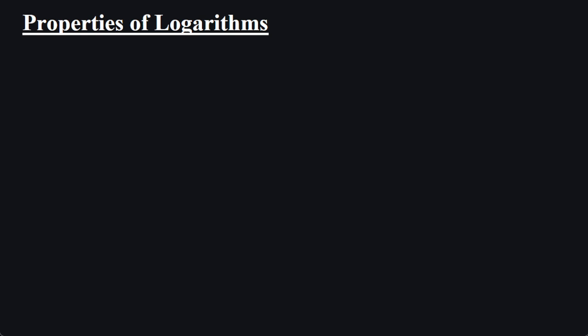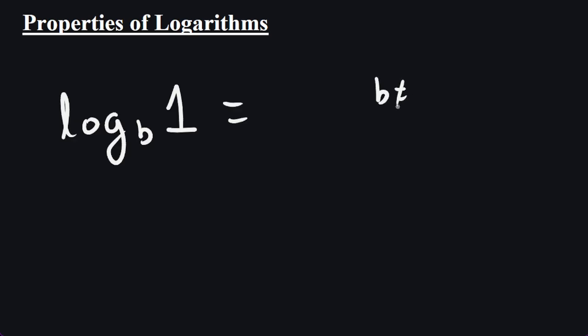Hey everyone, in this video we'll talk about some of the properties of logarithms. So let's start with log base b of 1, and b is any number except 0, so b cannot be 0. So log base any number besides 0, of 1 will always give you 0. And that is because b to the power of 0 is always 1.